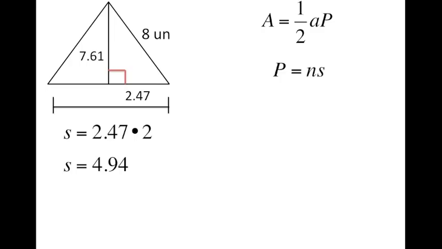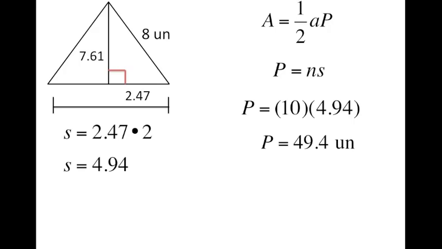The perimeter, remember, is just the number of sides times the side length. So it's really still both formulas. Our number of sides is 10, and our side length is 4.94. Therefore, the perimeter is 49.4 units.